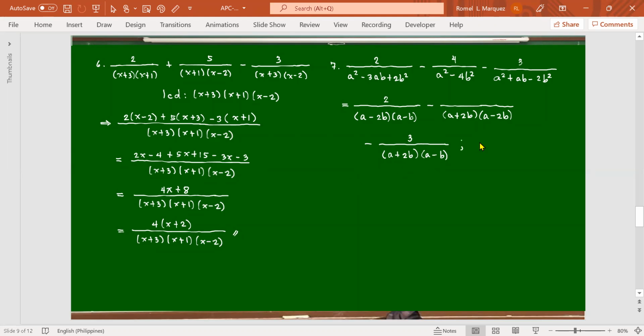Can we now get the LCD? What is the LCD, guys? A minus 2b. What else? A minus b. What else? Dami yata. Ano pang factor, guys? Plus 2b. A plus 2b. Meron pa? Wala na, no? Wala na po. Okay. We have 3 factors in the LCD. I was thinking 4.